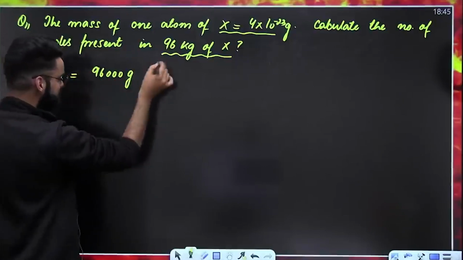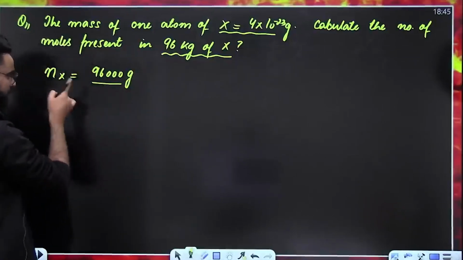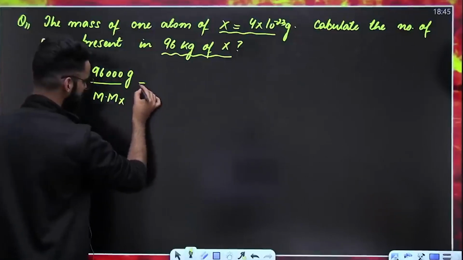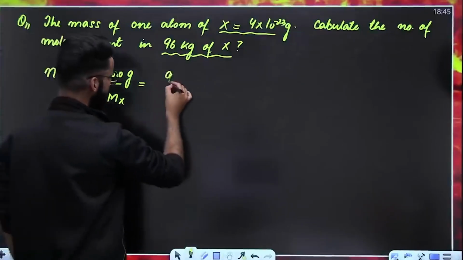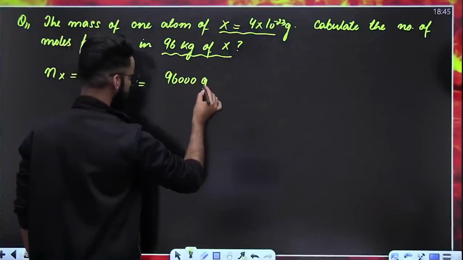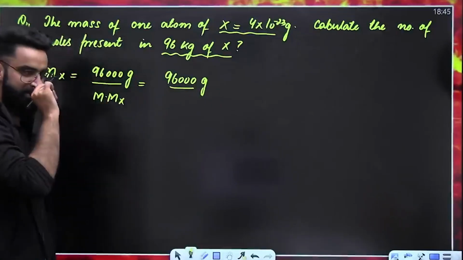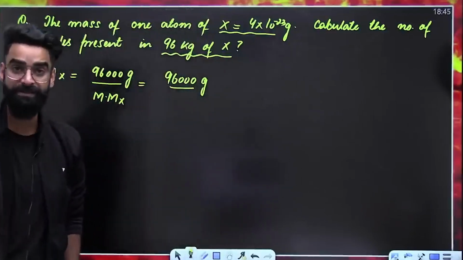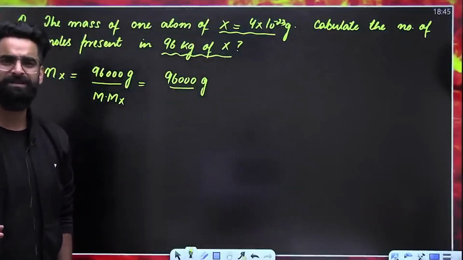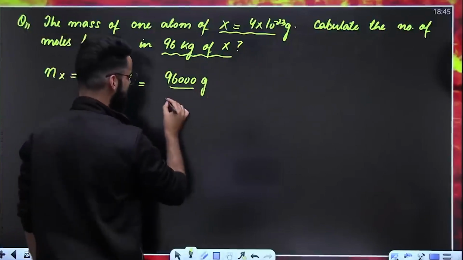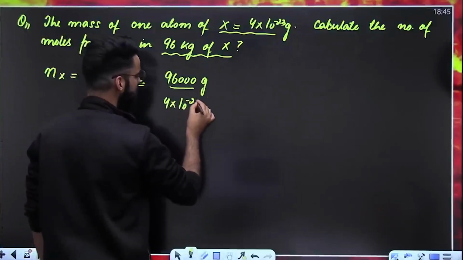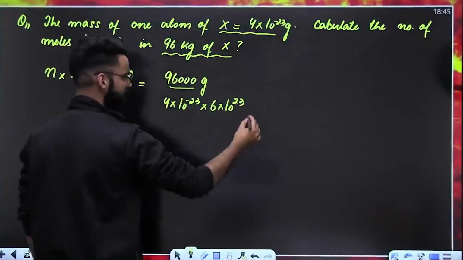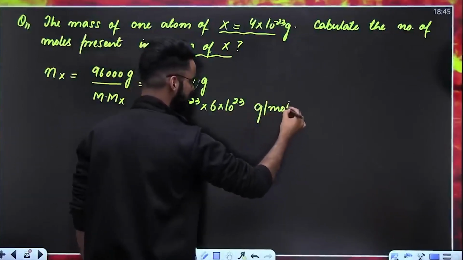So whenever mass of substance is given and you are supposed to calculate the moles, given mass divided by what? Divided by molar mass of X, right? Well, do we know the molar mass of X? We do not know the molar mass of X. But what is meant by molar mass of X? Molar mass of X means mass of 1 mole of X. How do you calculate the molar mass? Mass of one atom multiplied by Avogadro's number. That gives you the molar mass. And units of molar mass now are going to be in grams per mole.